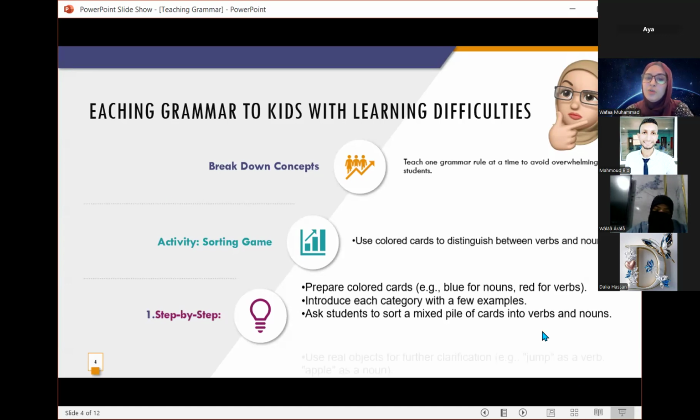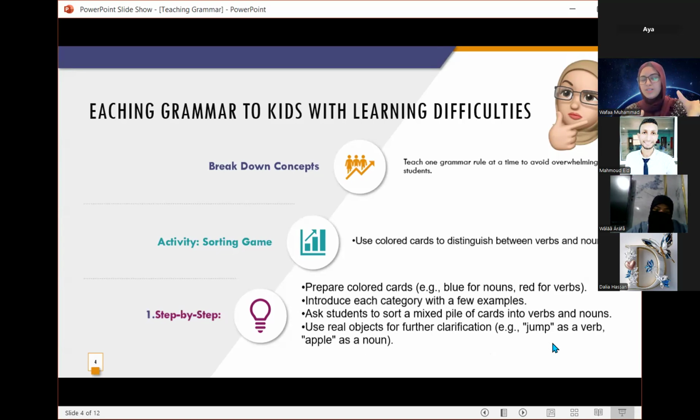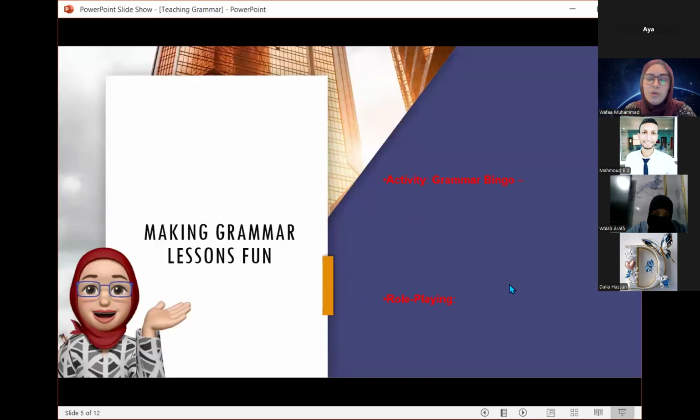Okay, and after that you mix all the cards together and you ask them to classify them. Also, they can have flashcards with pictures. As I told you, they are in KG1, they are unable to read, so you can have flashcards with the actions, like this boy jumps, climbs, and so on, and they start sorting them in the right way. Okay, multisensory approach, combining visual, auditory, and tactile methods, the hands-on activities. So then how can we make the grammar lesson funny? How can we do that?